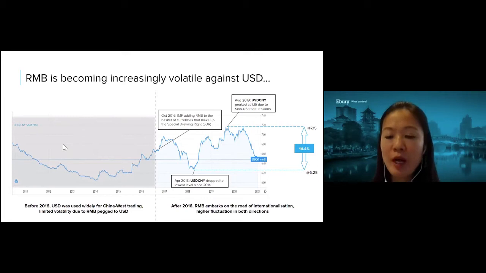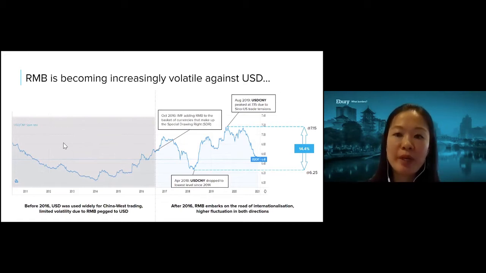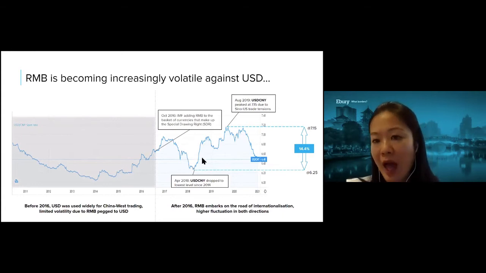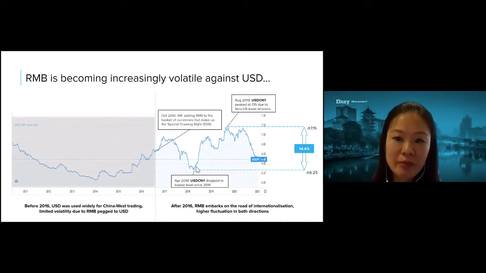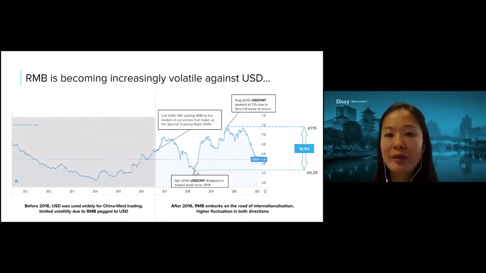From then on, if you look at the evolution of the dollar CNY through the last 5-6 years, there have been many more ups and downs, and the RMB movements were no longer completely explained by the movements in USD. Here I have highlighted some major ups and downs. If you're an importer or exporter, you have probably experienced this, because in April 2018, for instance, dollar CNY dropped to the lowest level since 2014. At that time, 1 USD could only exchange for 6.25 RMB.